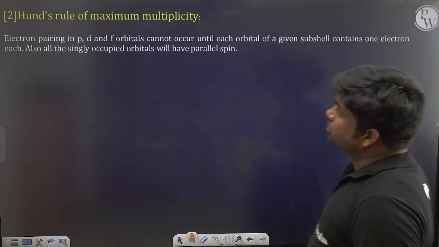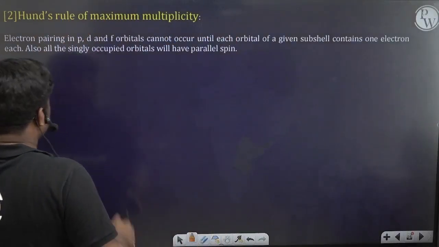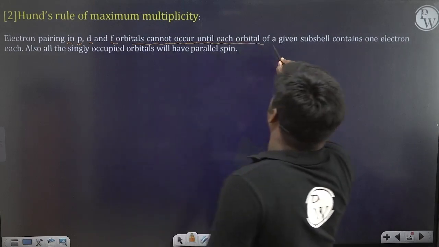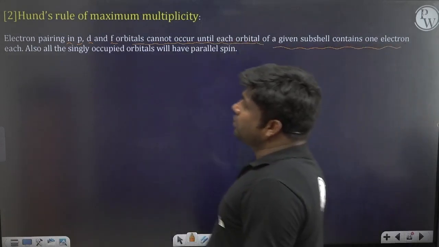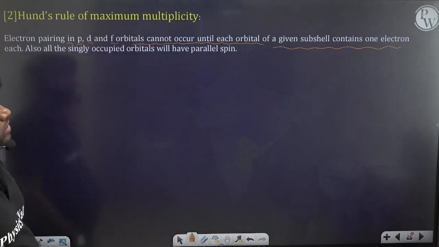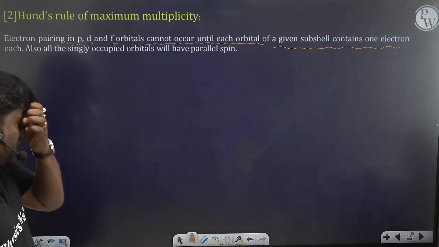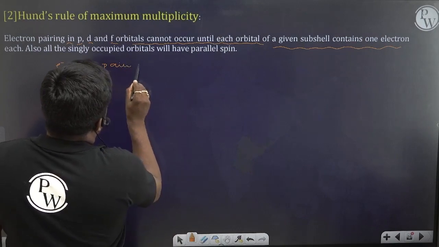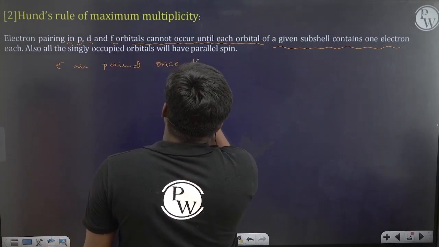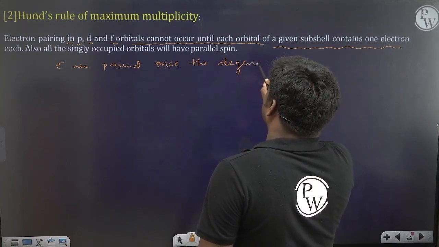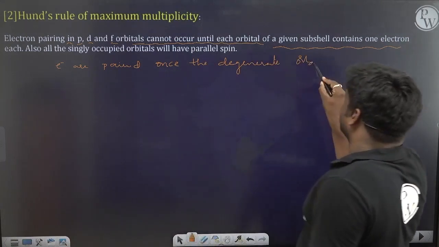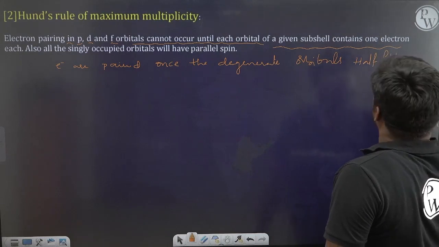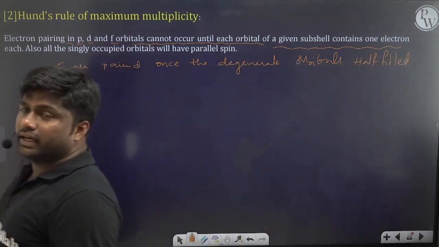Next, Hund's rule. Hund's rule means electron pairing in p, d, f orbitals cannot occur until each orbital of a given subshell contains one electron each. Also, the singly occupied orbitals will have parallel spin. It means, see carefully, electrons are paired only once the degenerate orbitals are half filled. The above statement can be written like this also: electrons are paired once the degenerate orbitals are half filled.